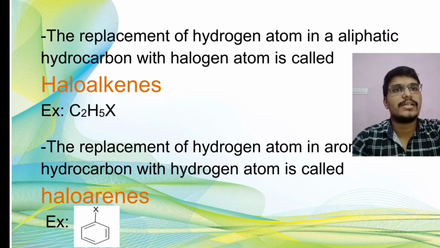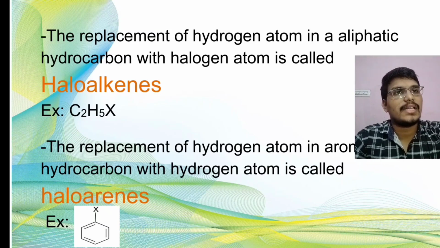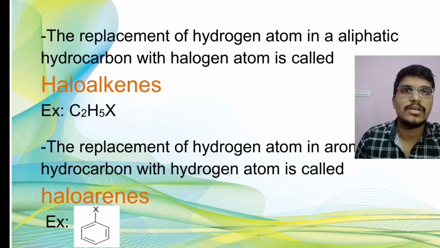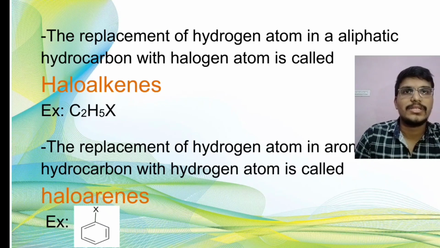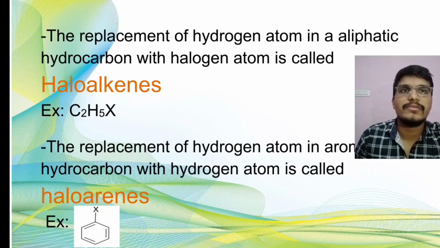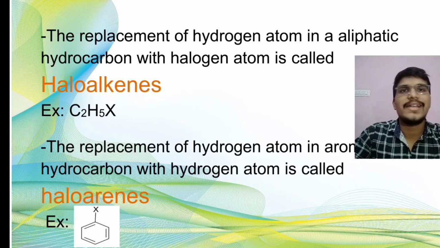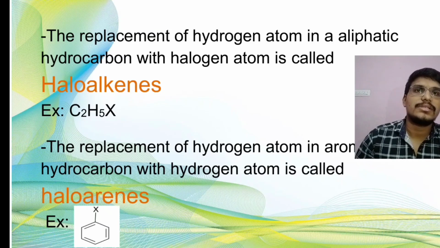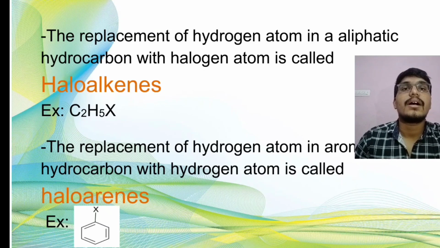And then the definitions. The replacement of a hydrogen atom in an aliphatic hydrocarbon with a halogen atom is called haloalkane. See the example: aliphatic means chain-like structure. So C2H5, ethane, with a substituted halogen, so that's why it is haloalkane.